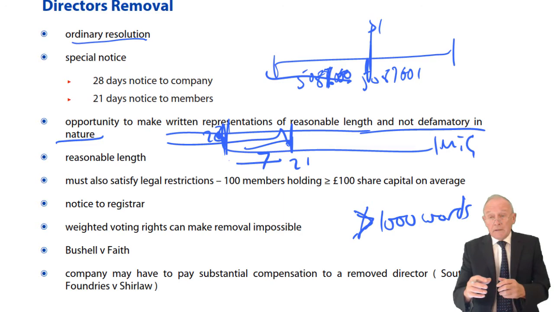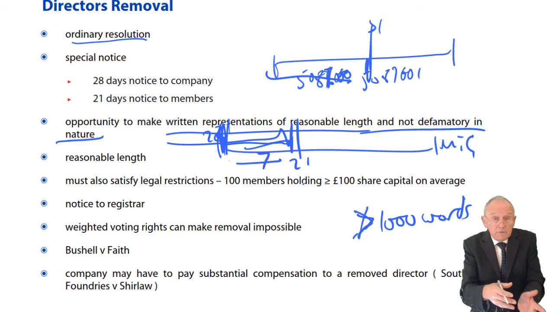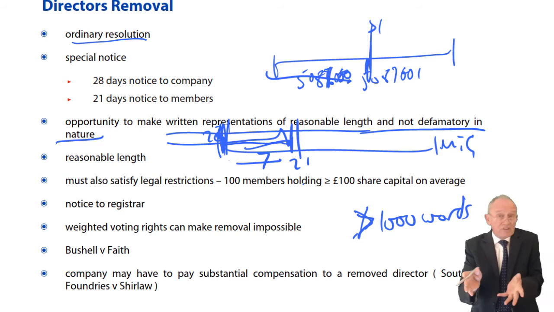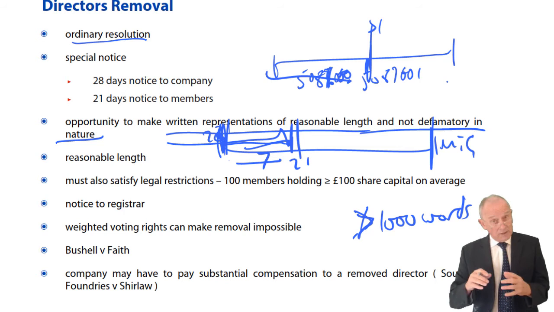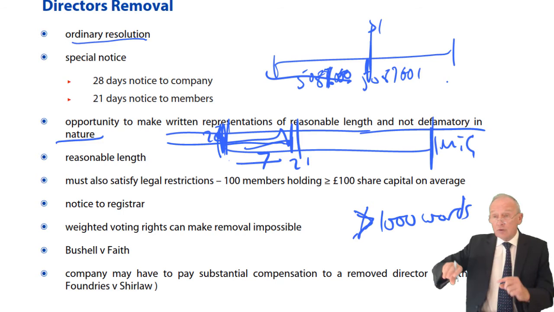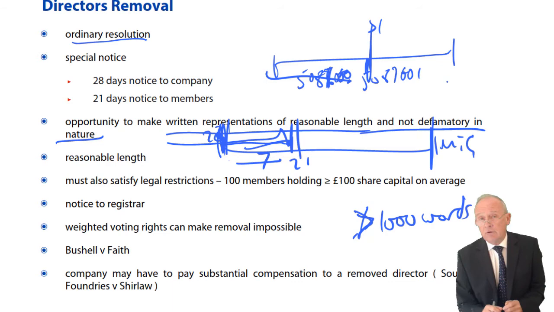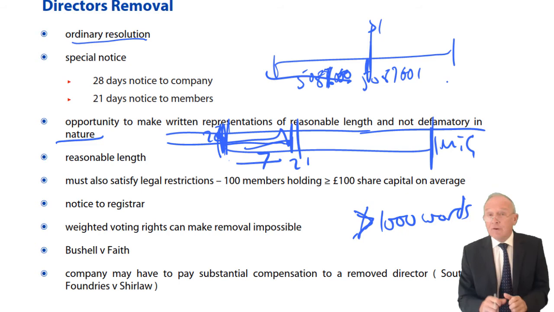If our director Simon submits his written representations and it's too late, that he didn't do it within the 7 days, and notice has already been sent, notwithstanding that, at the meeting, Simon is allowed to go with his written representations and say, I'm the director that you're proposing to remove, and I have prepared my written representations of reasonable length and not defamatory in nature, and I am statutorily entitled to read these out to you. And it's no good you, the other directors, turning up the music and the loudspeaker so that you can't hear my voice. I am entitled to attend, to speak, and to be heard with my written representations of reasonable length that are not defamatory in nature.